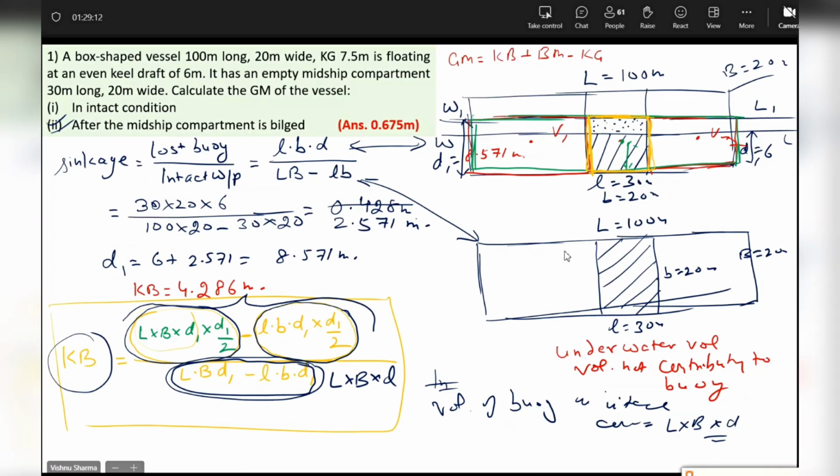If you make it LBD1 minus small LBD1, that is also fine, but it will unnecessarily involve extra calculation. Correct? Okay. So we can just replace the denominator and make it LBD. Why? Because we are following the lost buoyancy method. Have you understood? Yes, sir. Okay, I'll clear this and I'll redo everything from scratch.